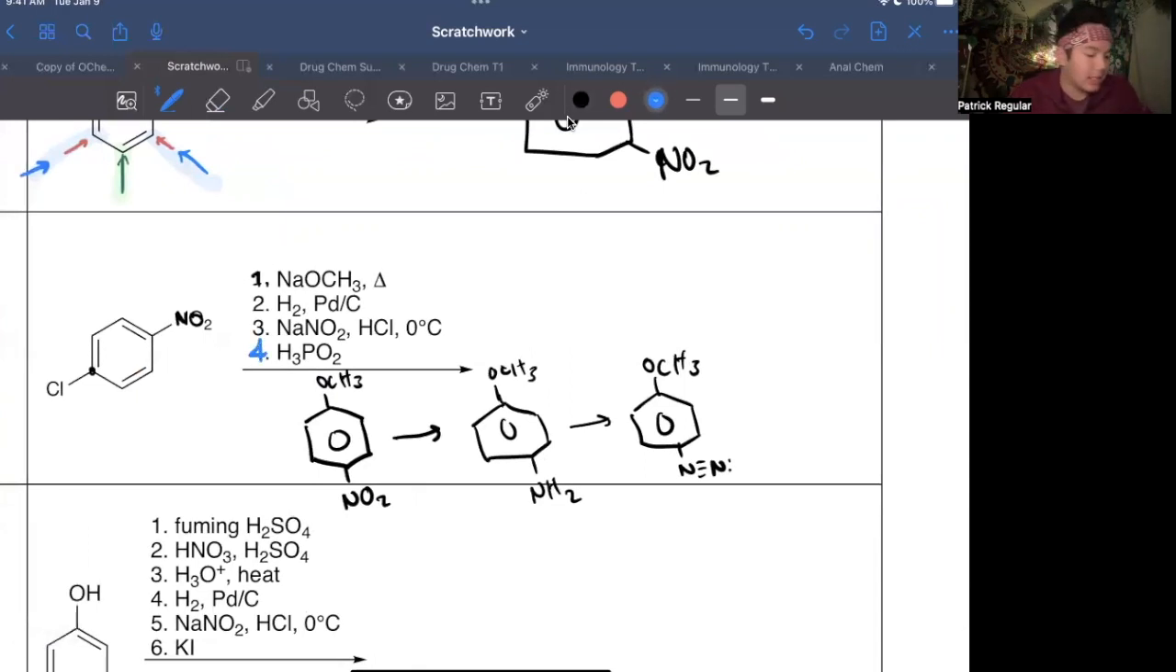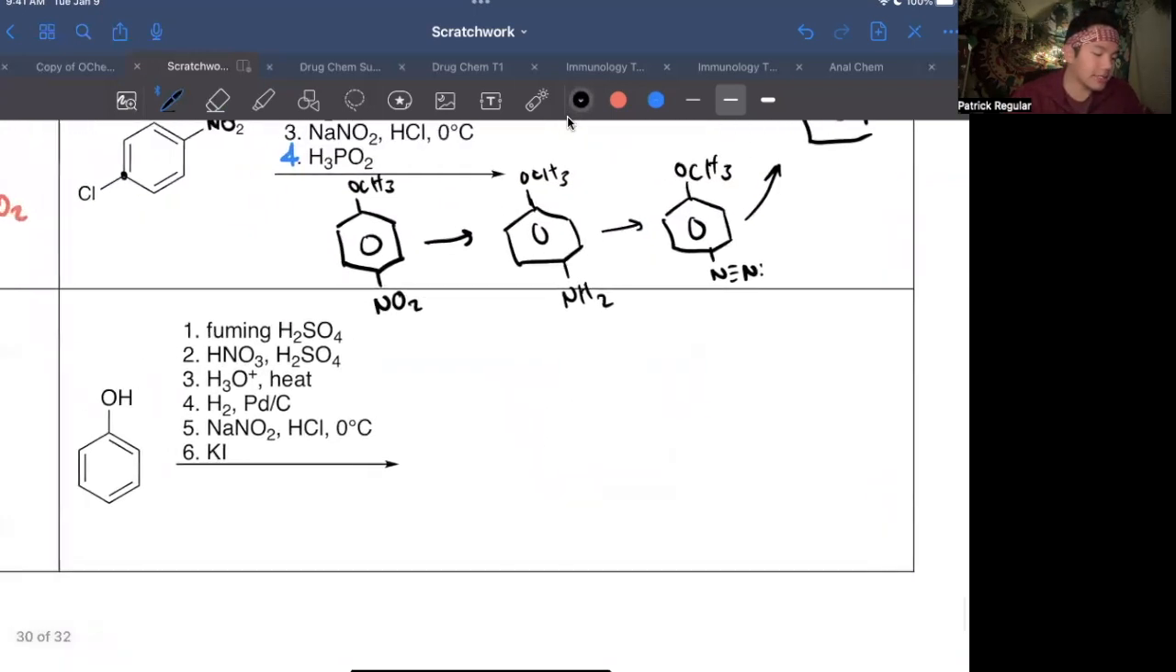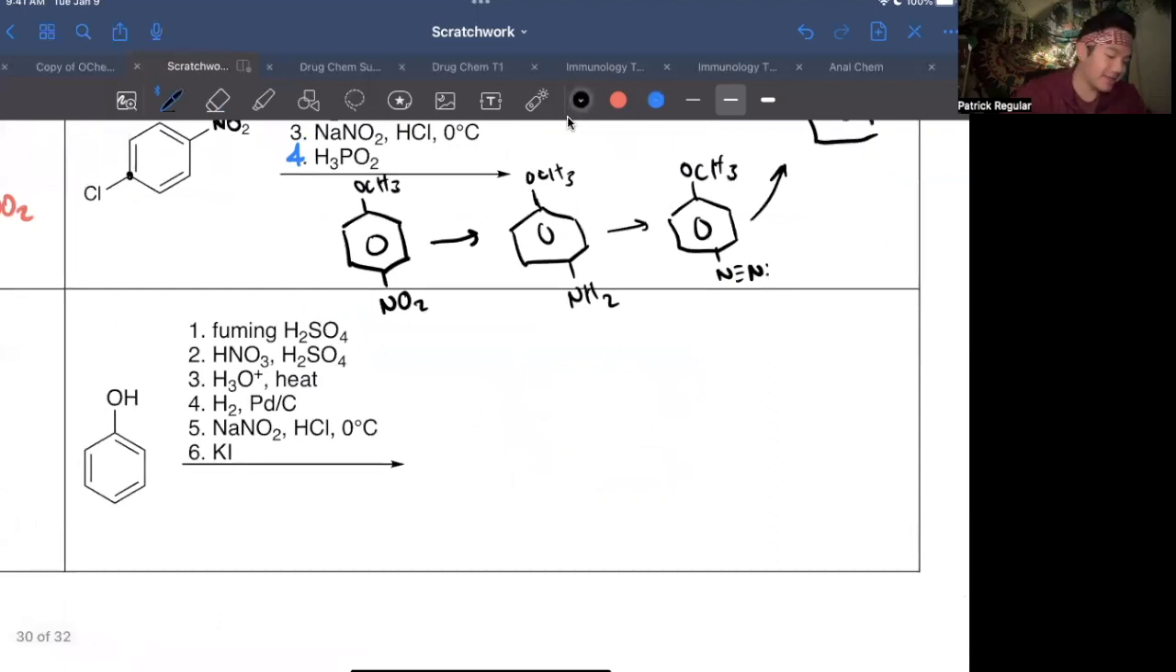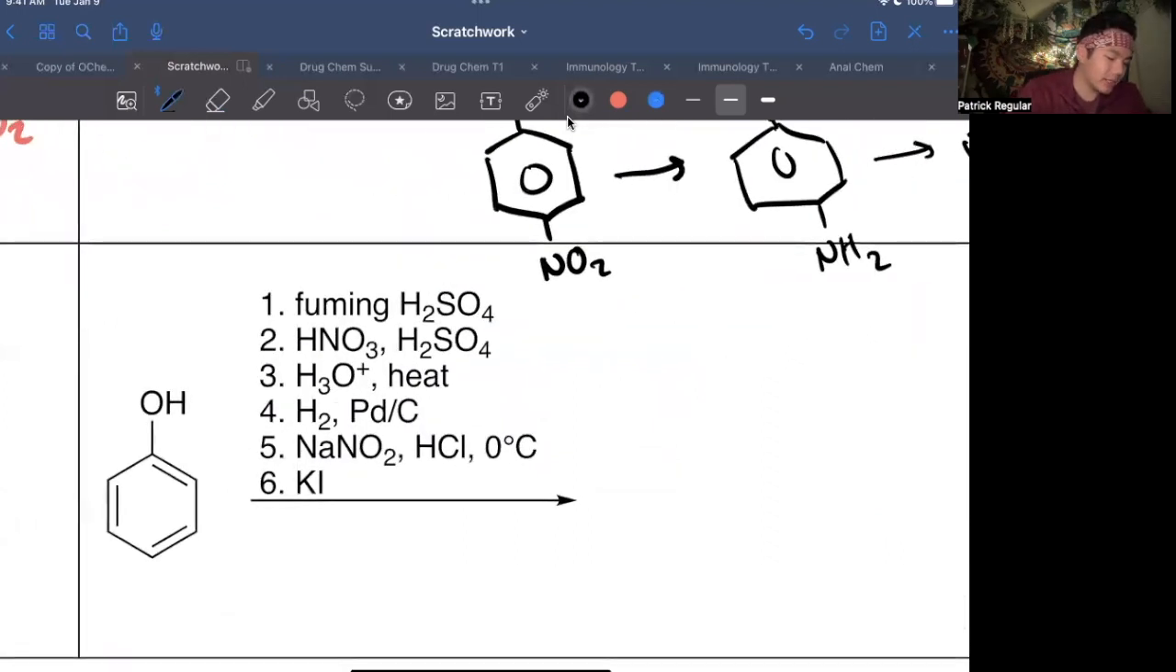That's just H3PO2. What does that do? It just removes the diazonium salt. So now your final product is just going to be anisole. That's it. All right, last one. This is going to be a long one. Look at that. So let's take one step at a time.